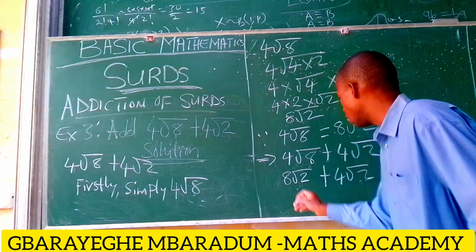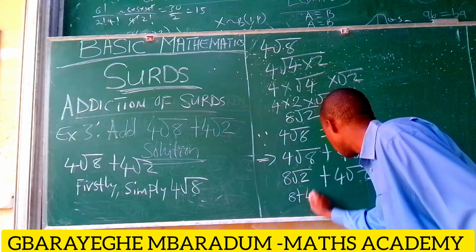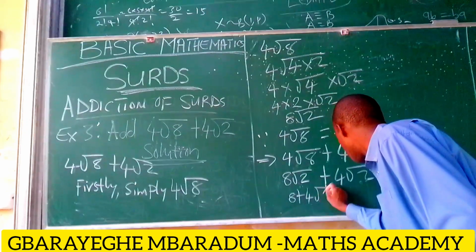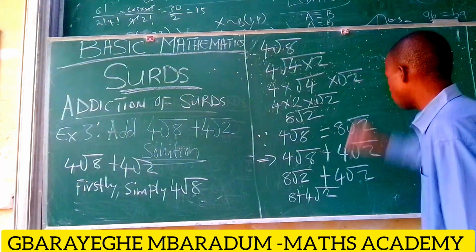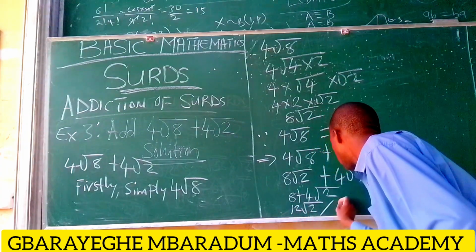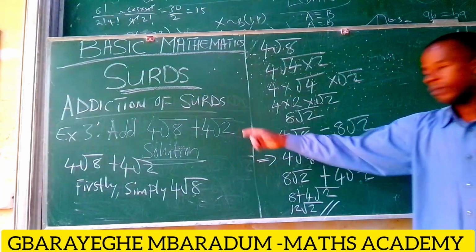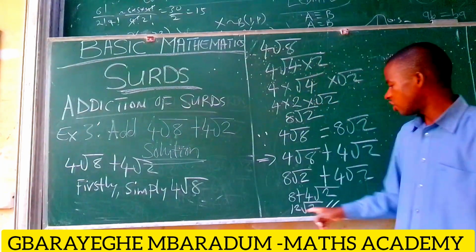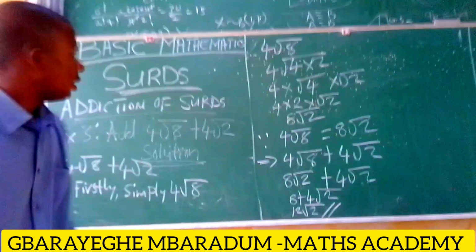The coefficient of the first one is 8, plus the coefficient of the second one, which is 4. Now we take only one of the base, which is root 2. Now 8 plus 4 is going to give us 12 root 2, and this is the final answer. This is how to simplify this kind of surd by addition. When you need to add, you first simplify, then you can add them together. This is our final answer when solving this kind of question.